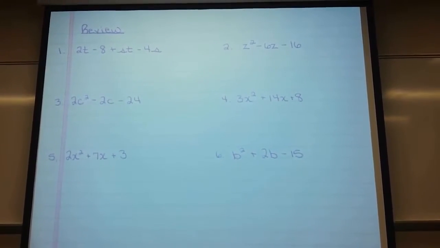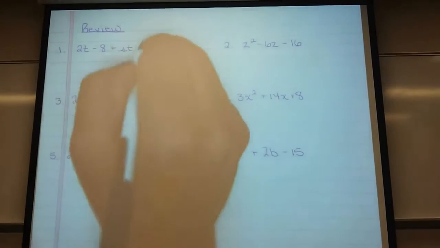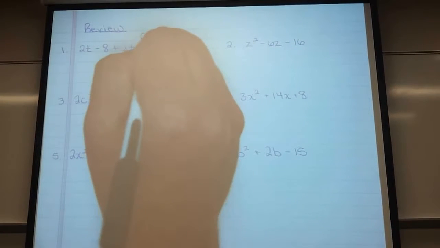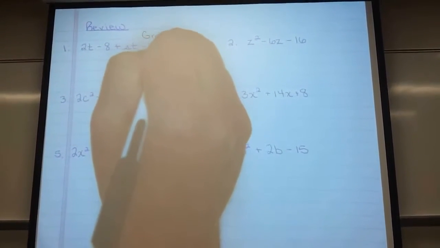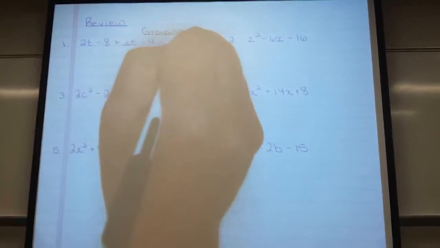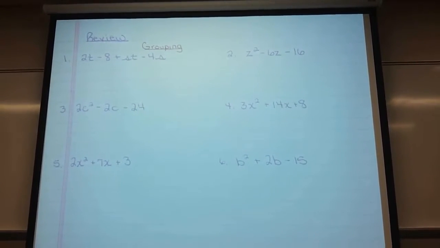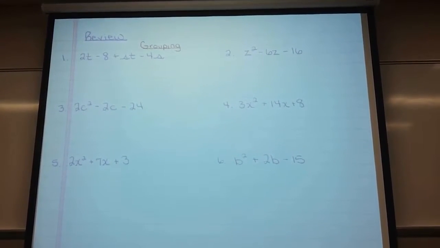Now, number 1 has 4 terms. And if you look back at your notes, 4 terms means grouping. Every single time. 4 terms means grouping. The first thing, though, before you do anything, is to see, does it have a GCF? Is there something common in every single one of those terms?